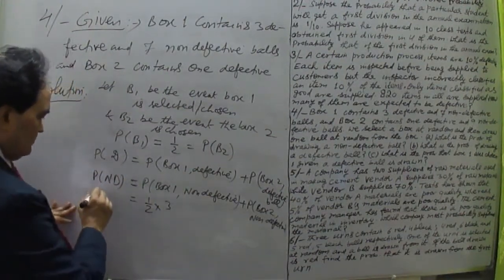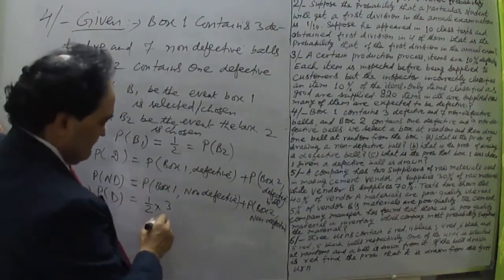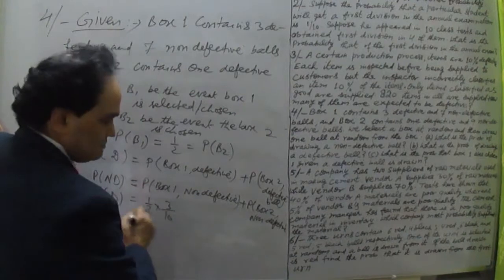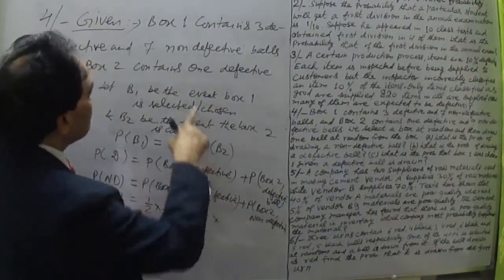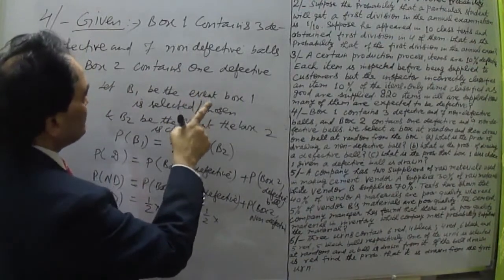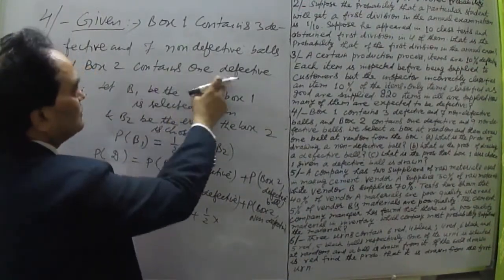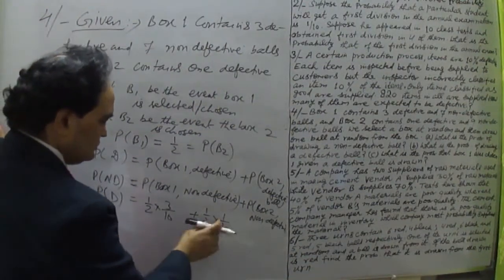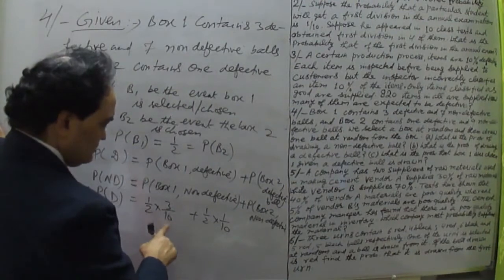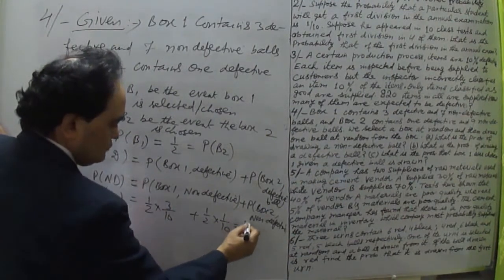This is the probability of D. This implies the probability of D, defective ball, we are calculating. So 3 upon 10 here, plus this is 1/2 into the second one, defective ball, 9 non-defective. In the second box, 1 defective ball. So this is 1 upon 10 here. So the sum of these two will be 3 upon 20 plus 1 upon 20, 4 upon 20. This is 4 upon 20.